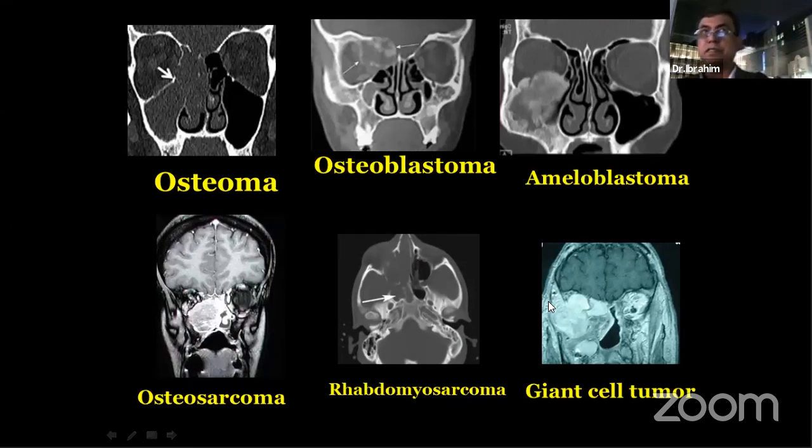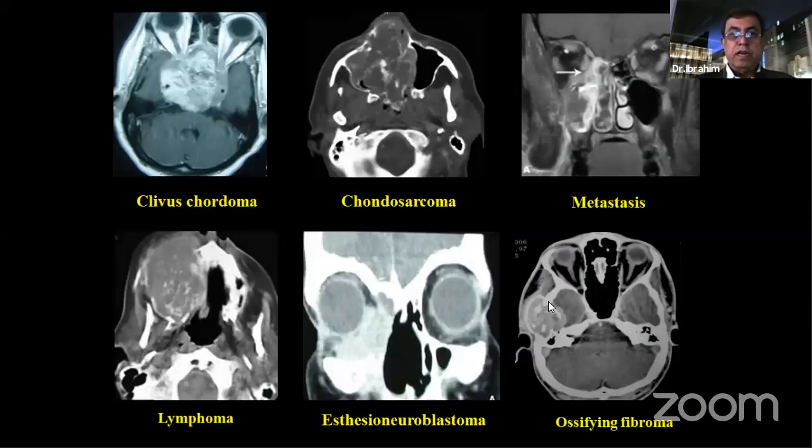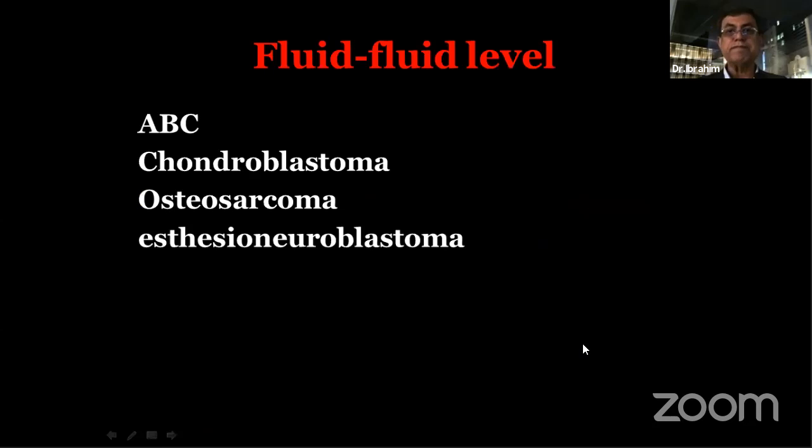Is this a mental exercise? No. These are actual cases, and every doctor dealing with these cases should know them. Clivus chordoma, a patient of mine from Libya, chondrosarcoma, metastasis, lymphoma, as we mentioned previously. We mentioned this is neuroblastoma, ossifying fibroma, we mentioned.